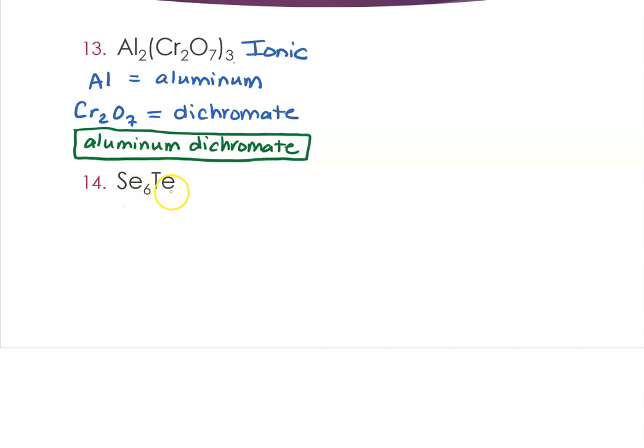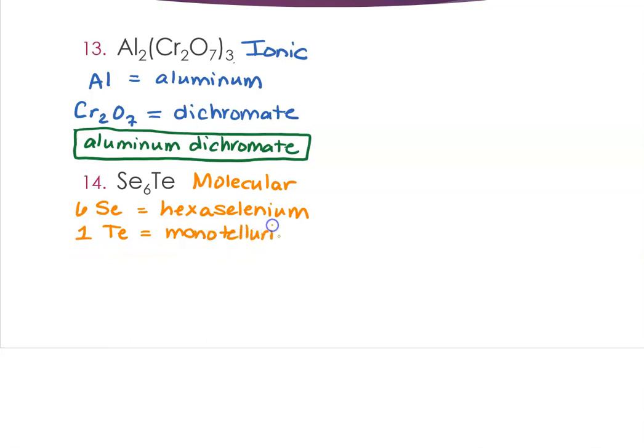Next up, Se6Te. Se is not NH4. Se is selenium. It is a nonmetal, which means that this is molecular. So that means that I'm going to use my prefixes here. 6 Se means that it's going to be hexa, and Se is selenium. And then I have 1 Te. Because the 1 is on the second element, I do put a mono here. And then my element is tellurium, so I change that ending to ide. And this is hexaselenium monotelluride.